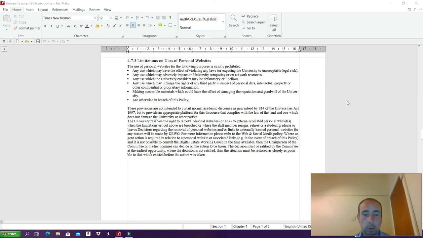Where urgent action is required in relation to a personal website or associated links, e.g., in the event of a breach of this policy, and it is not possible to consult the Digital Estate Working Group at the time, then the chairperson of the committee or his or her nominee can decide on action to be taken. The decision must be ratified by the committee at the earliest opportunity. Where the decision is not ratified, the situation must be restored as closely as possible to that which existed before the action was taken.